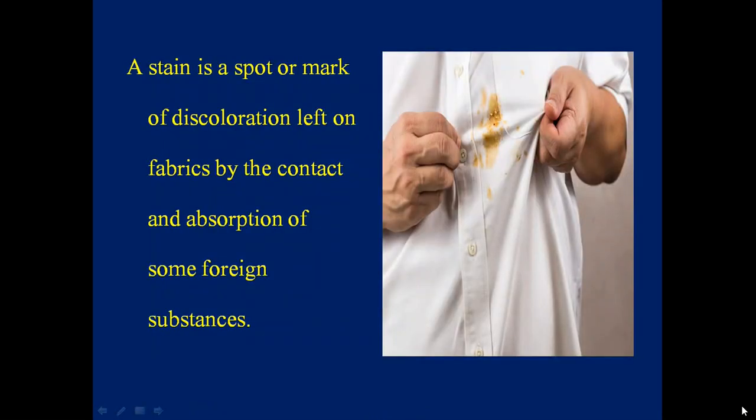A stain is a spot or mark of discoloration left on the fabrics by the contact and absorption of some foreign substances. There could be any kind of material which may fall on your shirt or trouser or on your uniform, and which will be absorbed by the fibers and by the material, and it may be long lasting for 2 days, 3 days, 4 days, or more than that. So it will become a spot or a mark which would be very difficult to remove after some time. That is called stain.